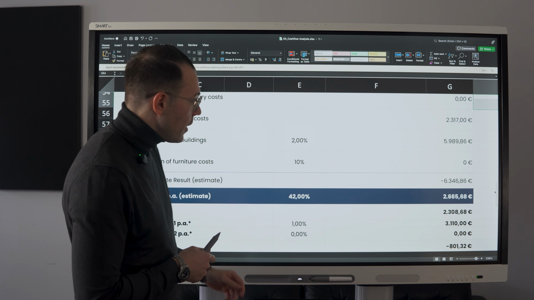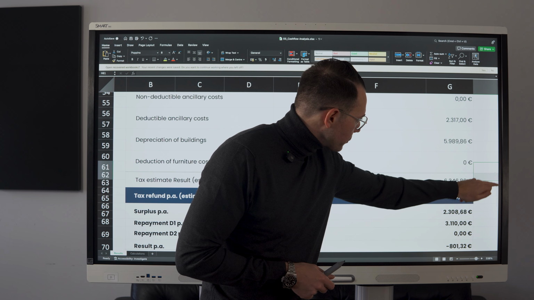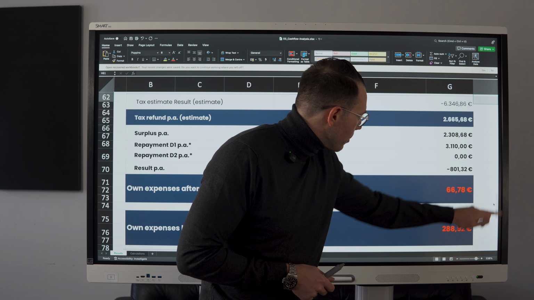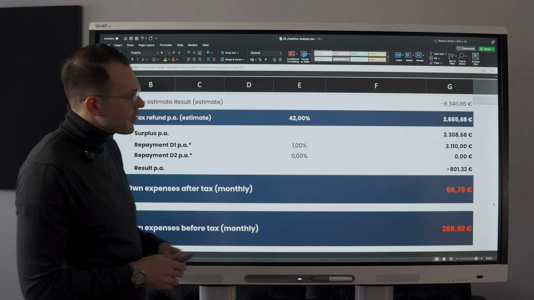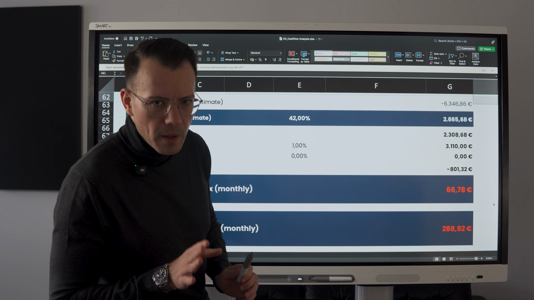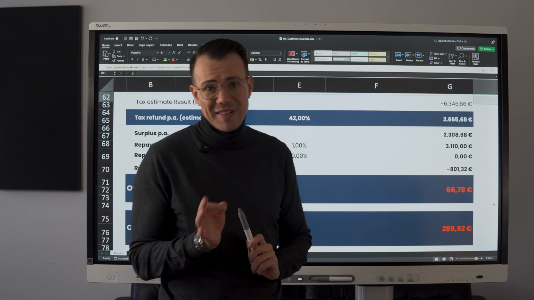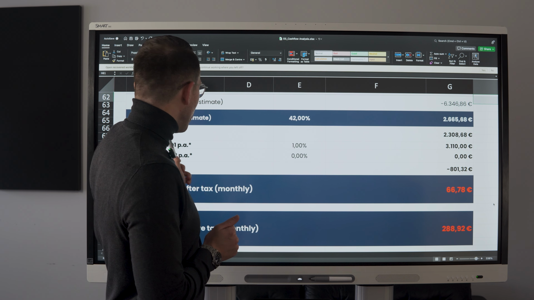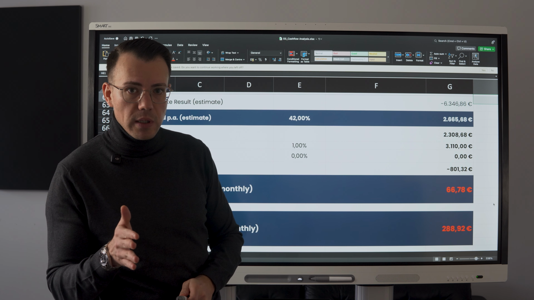Now, if we deduct everything, including the principal rate, so if you remember, we had costs of 357 euros annually, plus the tax refund of 2,665, which you get back. So we would have a surplus of 2,308 euros annually.